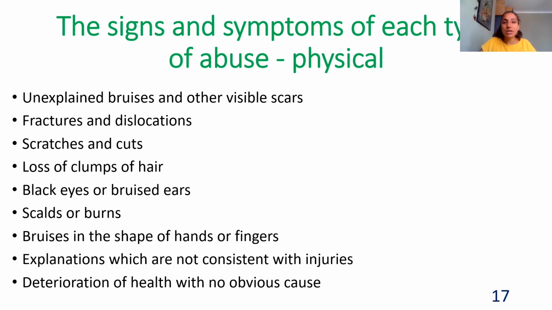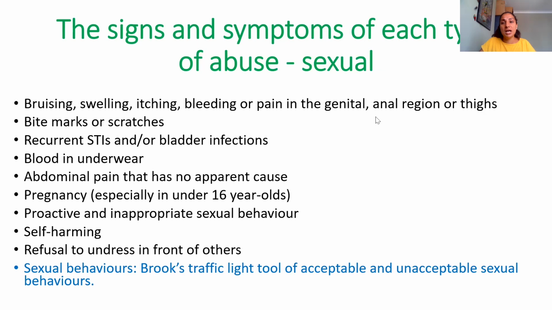We're now going to be moving on to different signs and symptoms of sexual abuse. So lots of different examples here, especially injuries around the genitalia or anal regions or thighs, issues around STIs or bladder infections. Can I just add, when it comes to pregnancy, even if there is a pregnancy post-16, it's still important to pass that information on to a designated safeguarding lead.